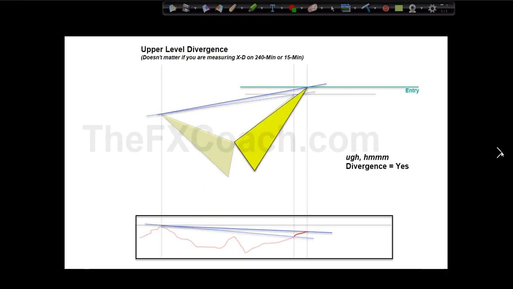Well, guess what? An hour and a half goes by. Oh, look, the D repainted. Interesting. I'm using XD, which is what? An upper level high measurement.